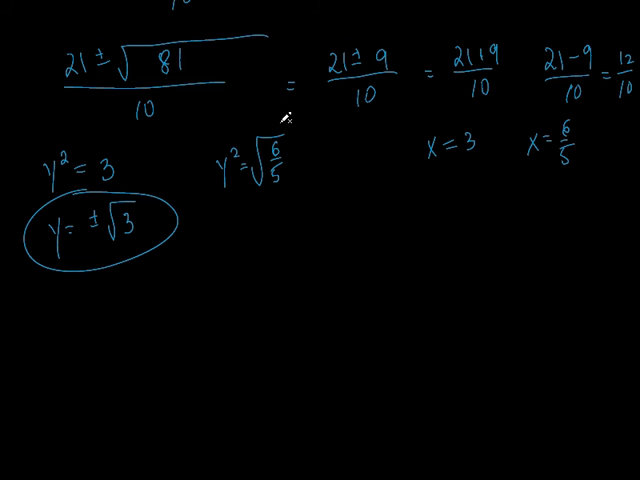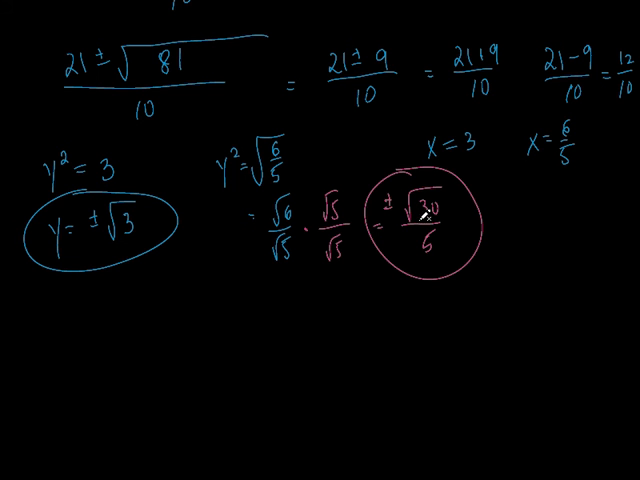Let's take the square root of this. It's a fraction, though. It's a little more difficult than just saying square root of 3. So what is it? It's the square root of 6 over the square root of 5. Remember what we have to do? We can't leave the square root of 5 in the denominator. So we multiply top and bottom by the square root of 5. And what do you get? Square root of 30 over 5. And that's what y is. Plus or minus. Don't forget that. So there are your answers right there.